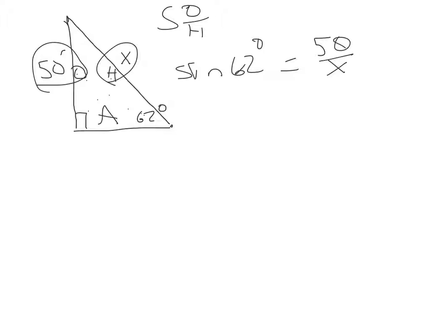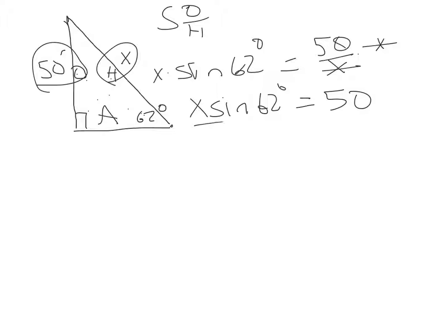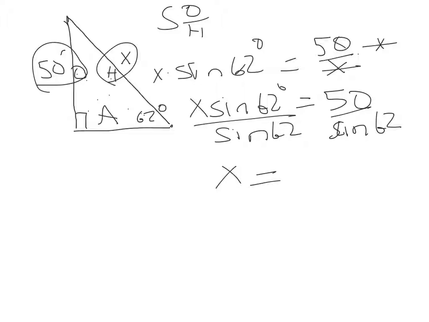In this problem, x is in the denominator, so I multiply both sides by x. That reduces the right side to be 50. On the left side, I have x sine 62 degrees. To get the x alone, I divide by sine 62. And in the calculator, plug in 50 divided by sine 62. And I know my wire needs to be 56.62 feet long.